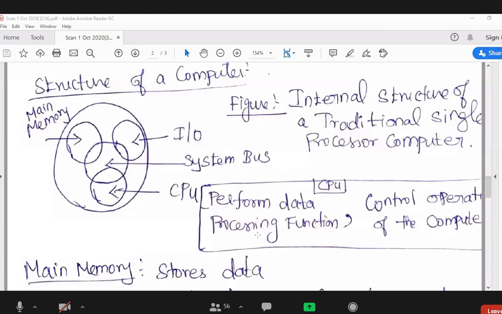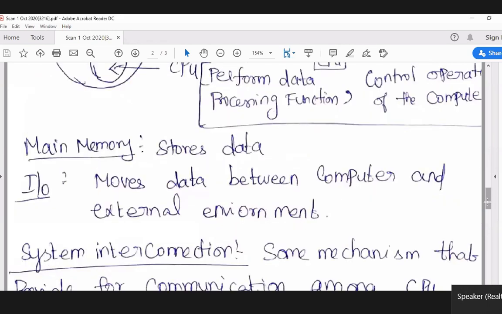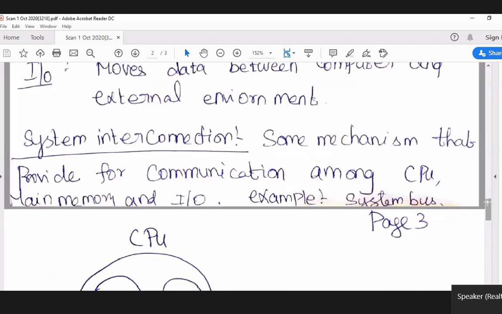It performs the control operation of a computer. And the main memory, the purpose of main memory is to store the data, and input output is to move the data between computer and external environment. Okay, this is how a computer looks, or a top view of a computer. And the system interconnection is some mechanism provided for communication among CPU, main memory, and IO. All the things are connected by system bus.